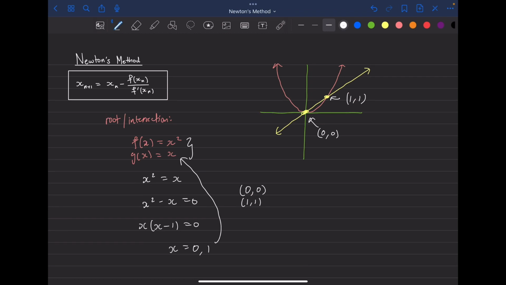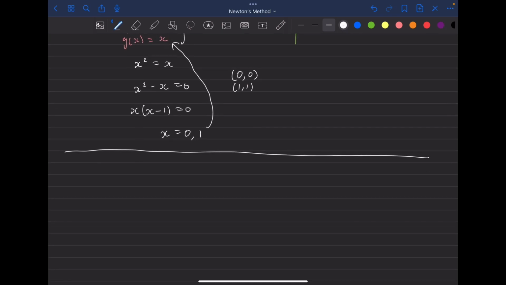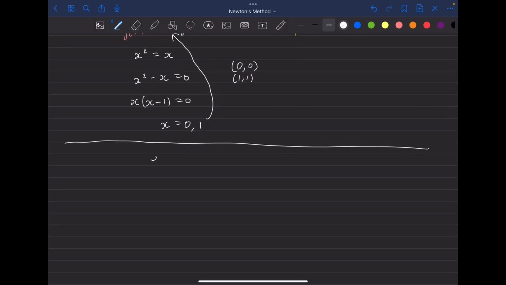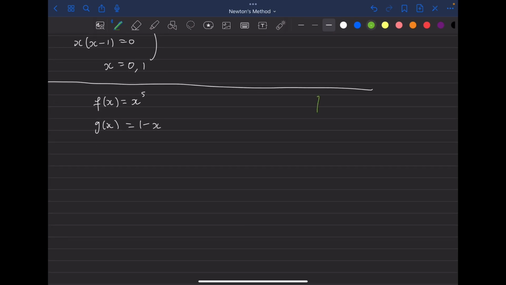Let's say I give you a more difficult intersection to find. What if instead of x squared and x, I say that f of x is equal to x to the power of 5, and g of x is equal to 1 minus x. So you might think, okay, we can do the exact same thing. Let's actually try it. First, I'll once again draw my plot.